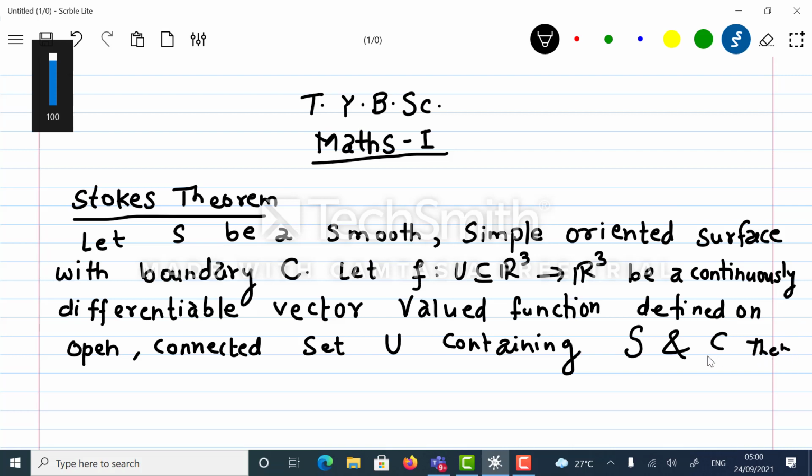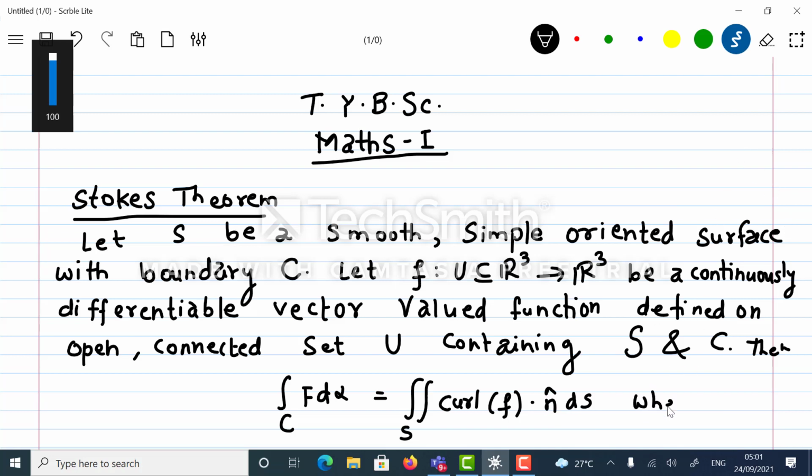Then the line integral over C of f d alpha, where alpha is a parameterization for C, is the same as the surface integral of curl f dot n cap dS, where n cap is the unit outward vector to S.